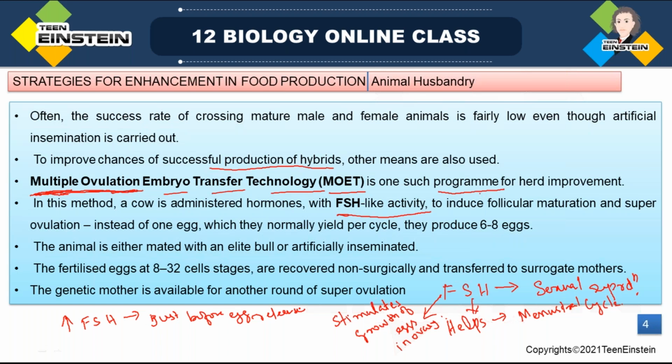So follicle stimulating hormone has a very important role in sexual development and functioning. In the case of a female, it helps to control the menstruation cycle, and that's how it is stimulating the growth of eggs in the ovaries. Got it?